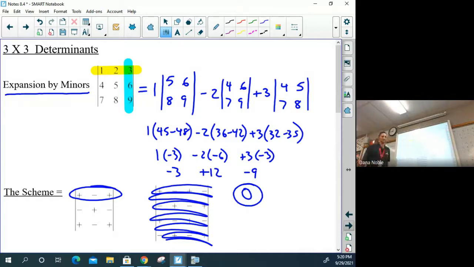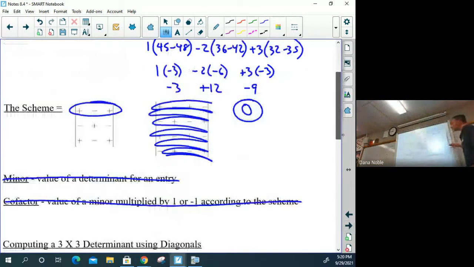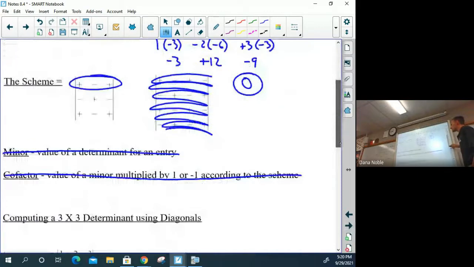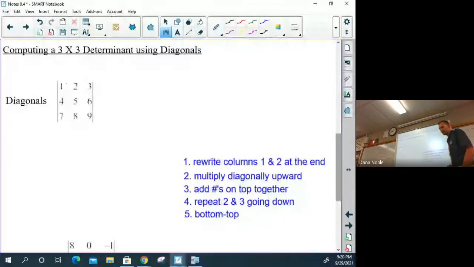So we took the 3 by 3 down to a 2 by 2, and we expanded it. You can see I crossed out minor. The only thing we need to know about it is it's whatever number we choose. Cofactor, not worrying about it. And now we're going to learn a second method for computing 3 by 3 determinants. This is the diagonal method.